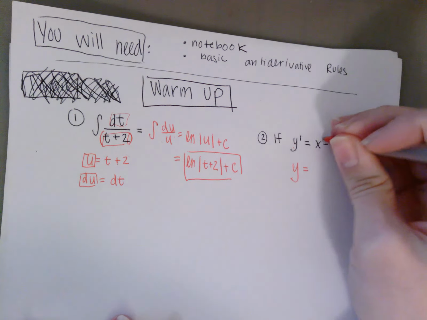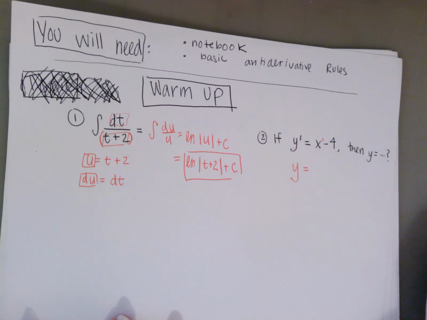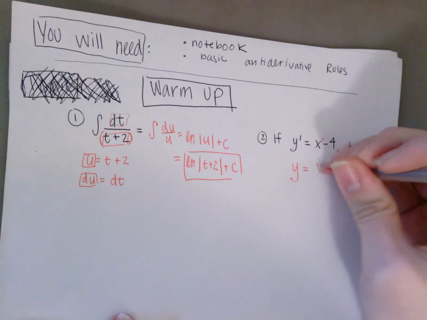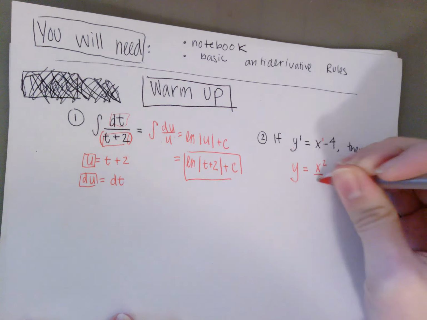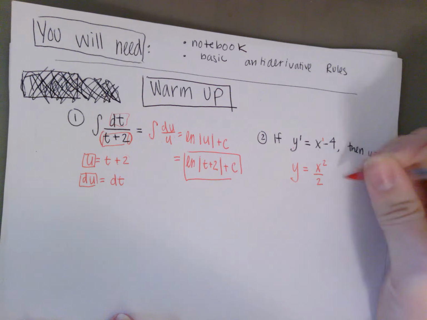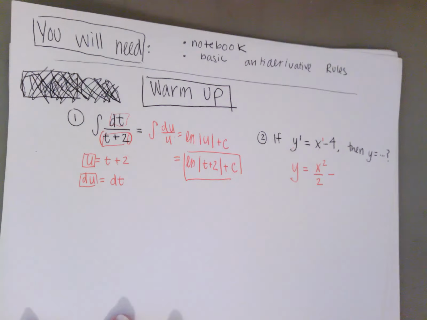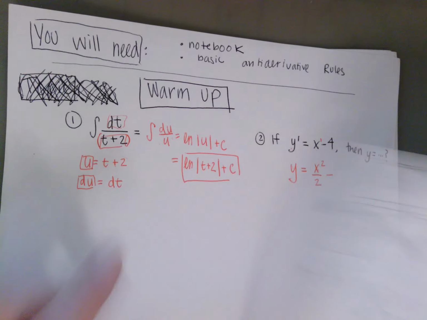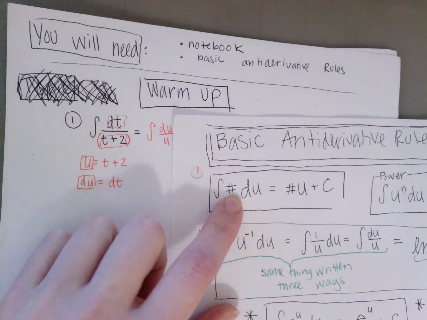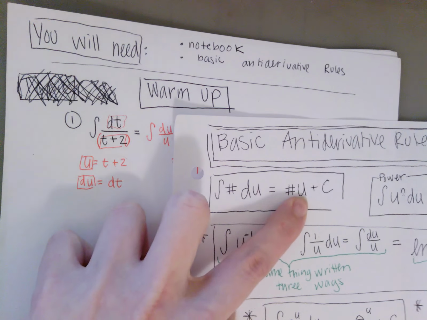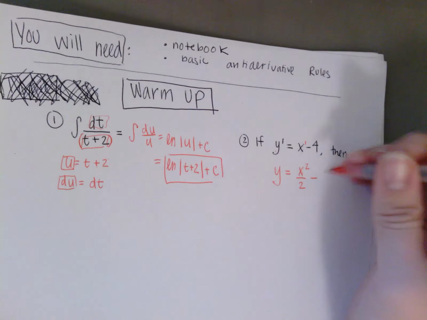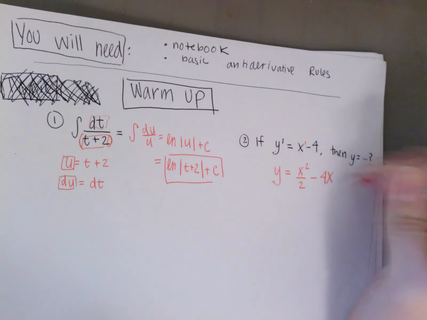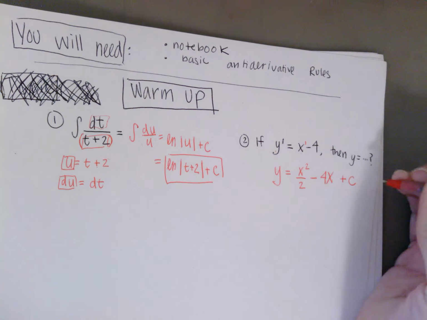Well, this is x to the first. I'm going to be using the power rule here. So this is going to be x to the second power over 2. Minus, well, this is the antiderivative of 4. The antiderivative of a number, remember, is number variable plus c. So the antiderivative of 4 is 4x plus c.